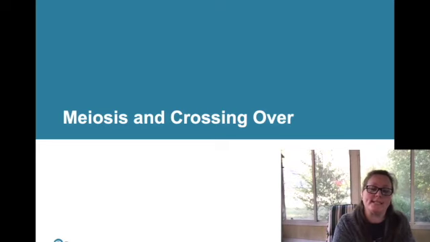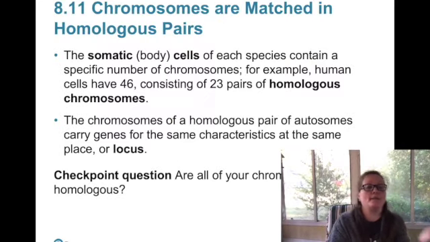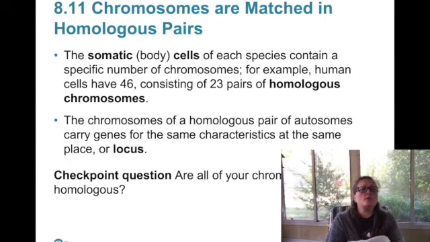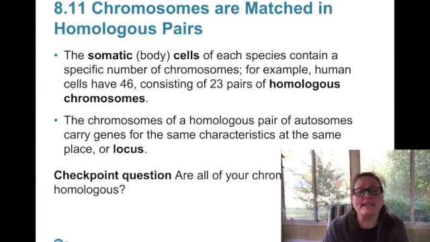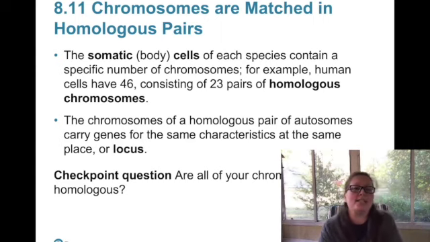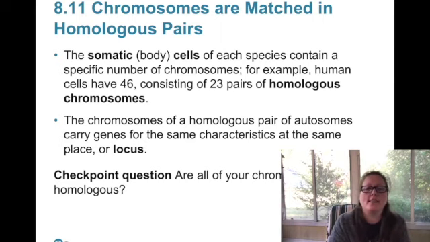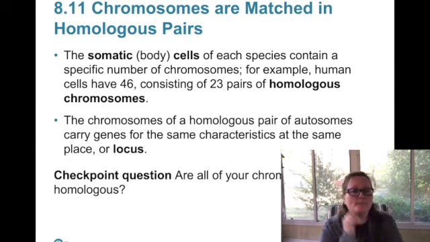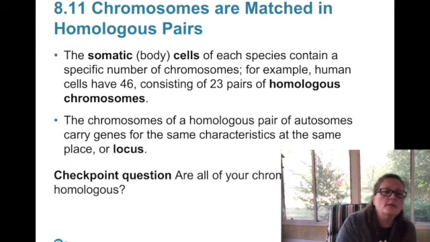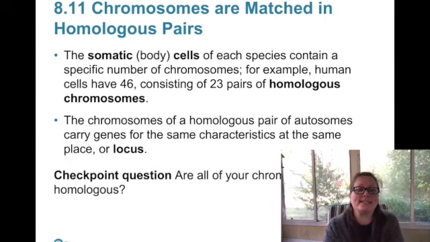That brings me to meiosis and crossing over. So we talked about mitosis, now we are on meiosis. So we have the somatic cells, which are the body cells. Each species contains a specific number of chromosomes. For example, human cells have 46 chromosomes. That means we have 23 pairs of homologous chromosomes. 23 pairs because we get 23 chromosomes from mom, 23 chromosomes from dad. The chromosomes of the homologous pair, homologous, homo, same, so this is going to be similar, carry genes for the same characteristics at the same place, or it's called the locus.